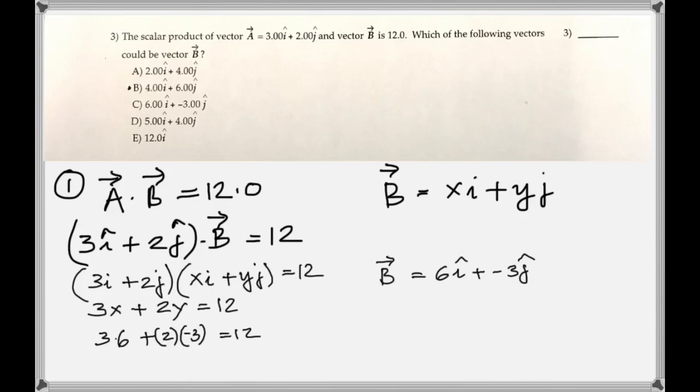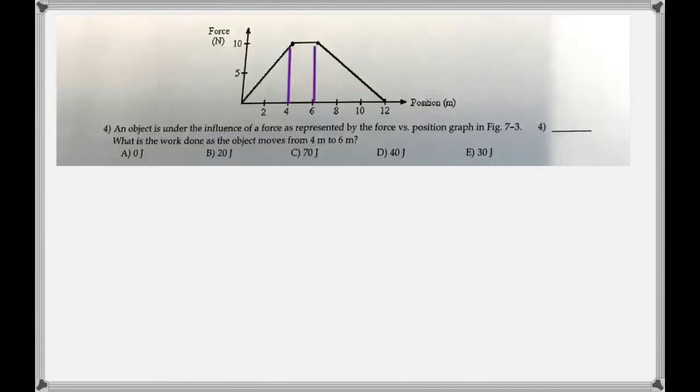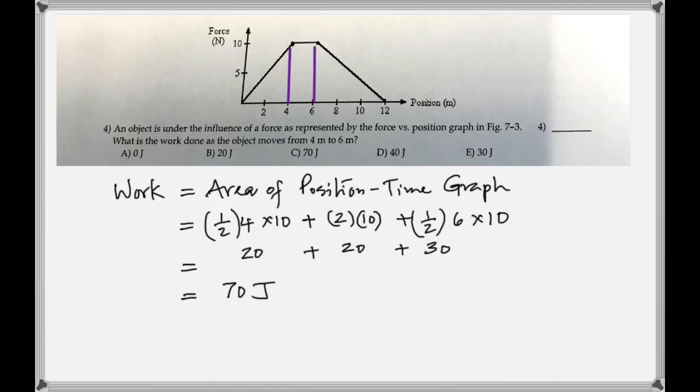So that's done. Brings us to number 4, and here we are asked to find the work done from the force position graph. To find the work done from the force position graph, you just have to find the area. So when you find the area, you divide it into two triangles, as you can see, and a rectangle, and find the areas.